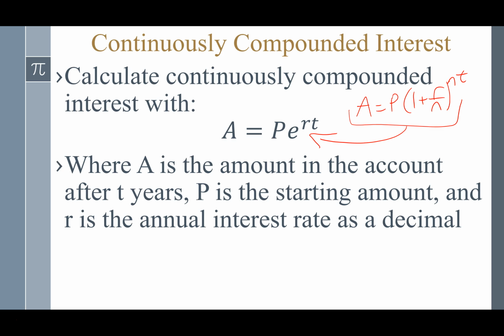So the variables are all still the same. A is still the account after the t years, so it's still your final amount. P is still your starting amount, the principal investment, the initial investment. r is still an annual interest rate as a decimal. And then t still has to be time. Again, it has to be the same rate as r, so if r is like 4% per year, then t has to be in years. So if t was like 3 months, then we need to know t is 1/4 then.